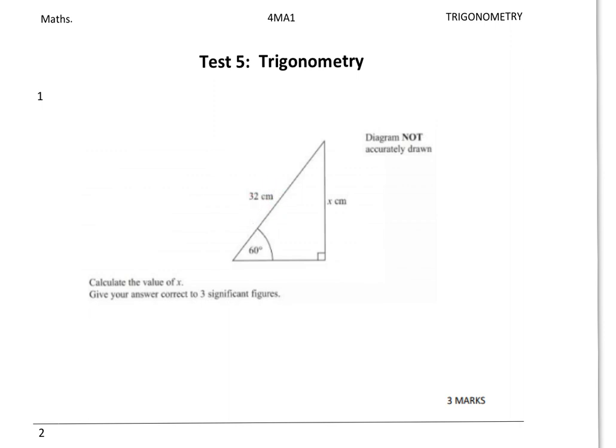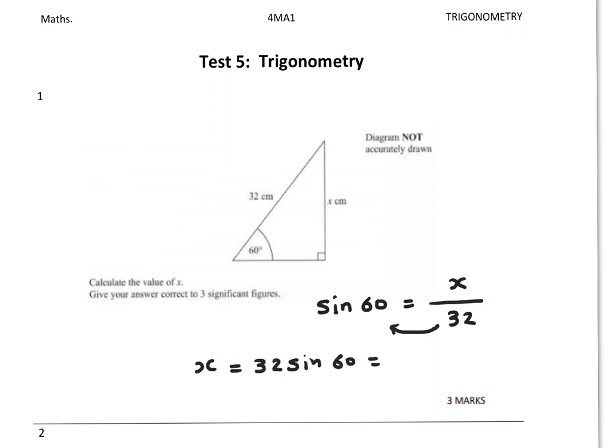So sine 60 equals the opposite, which is x, over the hypotenuse, which is 32. So now to find x, cross multiply, or multiply 32 by sine 60. So x equals 32 sine 60, which equals 27.7 to 3 significant figures.